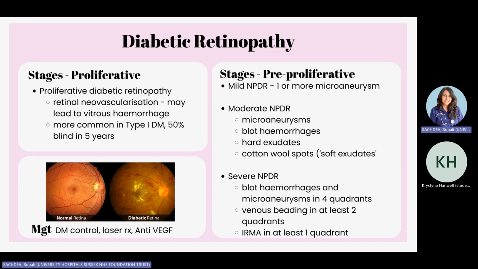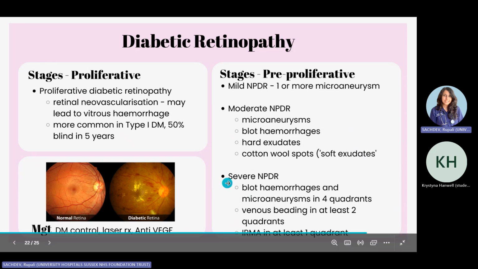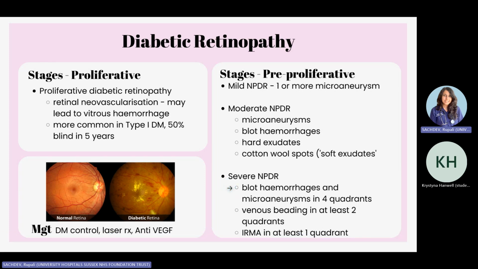which are soft exudates. Severe non-proliferative, which is going to have blot hemorrhages and microaneurysms in 4 of the quadrants. They're going to have venous beading in at least 2 of the quadrants and IRMA in at least 1 quadrant. In terms of proliferative, now this is again very high yield.